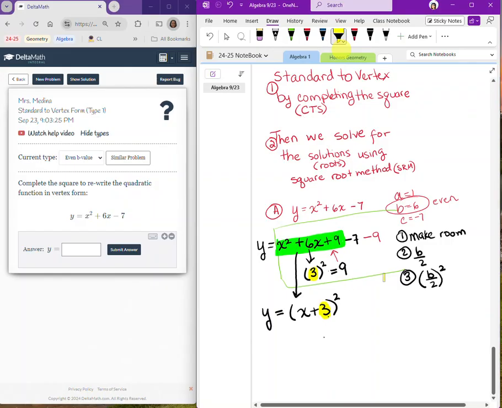And the rest is just doing the math. Put this in your calculator. What's -7 minus 9? Okay, number 4, write your x plus b over 2 squared, and then sum the constants. So that's going to be -16.